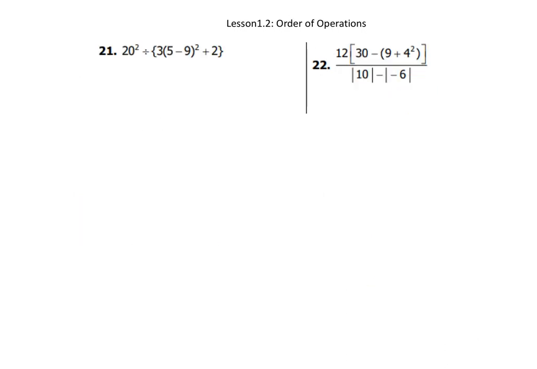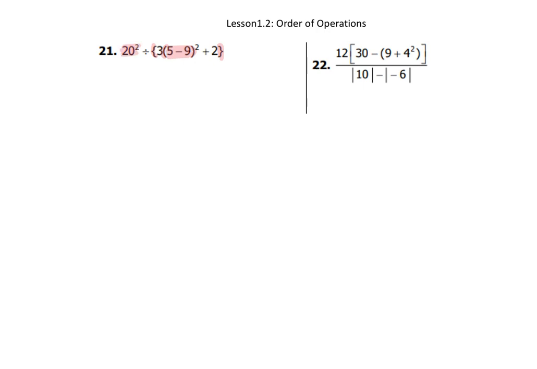Okay, number 21, I have 20 squared divided by, and then I have these braces, 3 times 5 minus 9 squared plus 2. So notice I've got these really big grouping symbols out here. That's kind of giving me a starting place, and I need to keep looking inside till I get to the parentheses, which are here, and I'm doing what comes inside there first. That's the 5 minus 9.